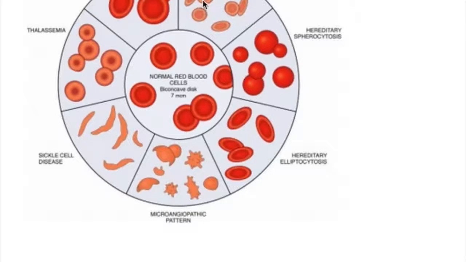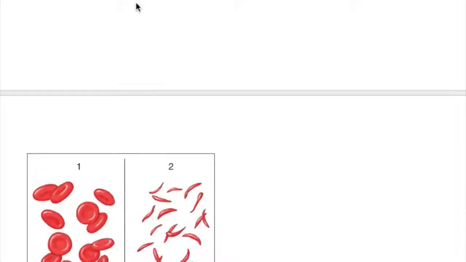The ones with less red color are hypochromic, and that occurs in iron deficiency anemia, thalassemia, sickle cell anemia. This is a sickle shaped RBC, and in microangiopathic pattern of hemolytic anemia. And this is the round RBC, hereditary spherocytosis, and this is a leptocyte that occurs in hereditary leptocytosis, and this big RBC occurs in megaloblastic anemia.